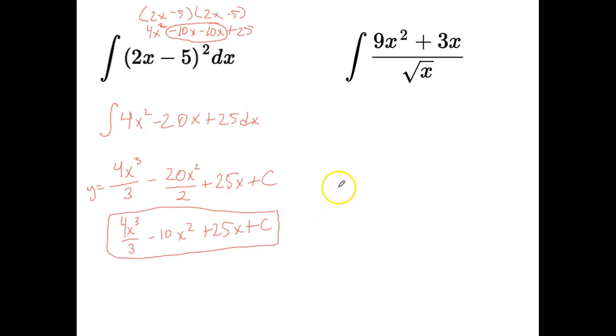And that's my answer. Okay, now one last problem here, and we're done, and you can work on your worksheet.